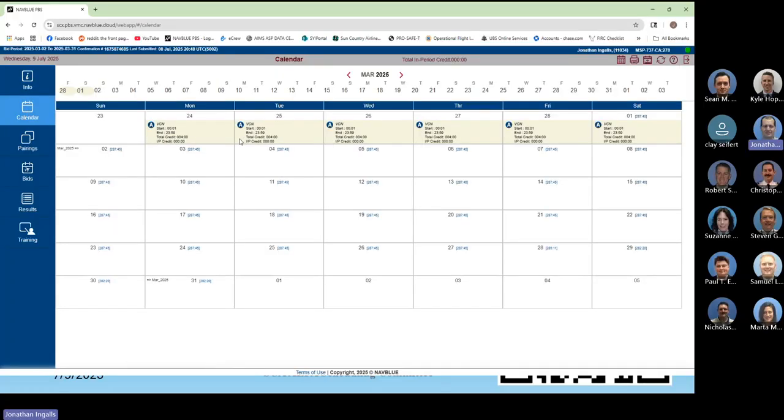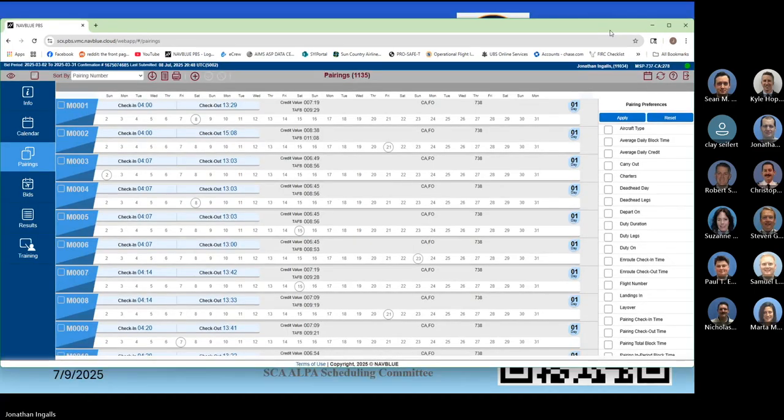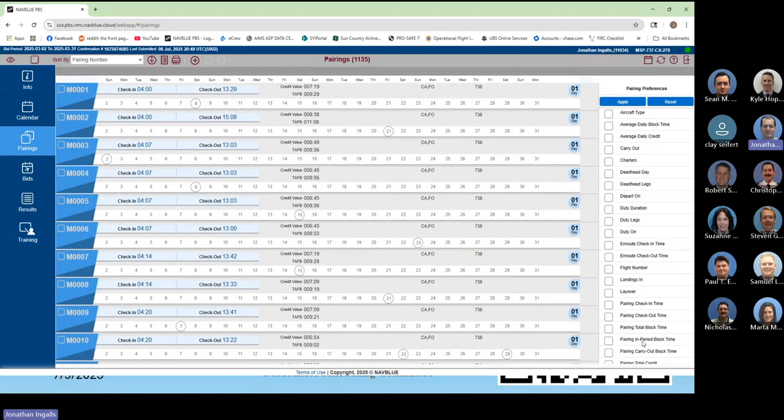The calendar shows what you have coming up pre-assigned on your schedule. So you can see I had the end of February coming into early March, I had vacation. All of that information is there. This isn't full screening for some reason. Weird. Over here is the pairings tab.